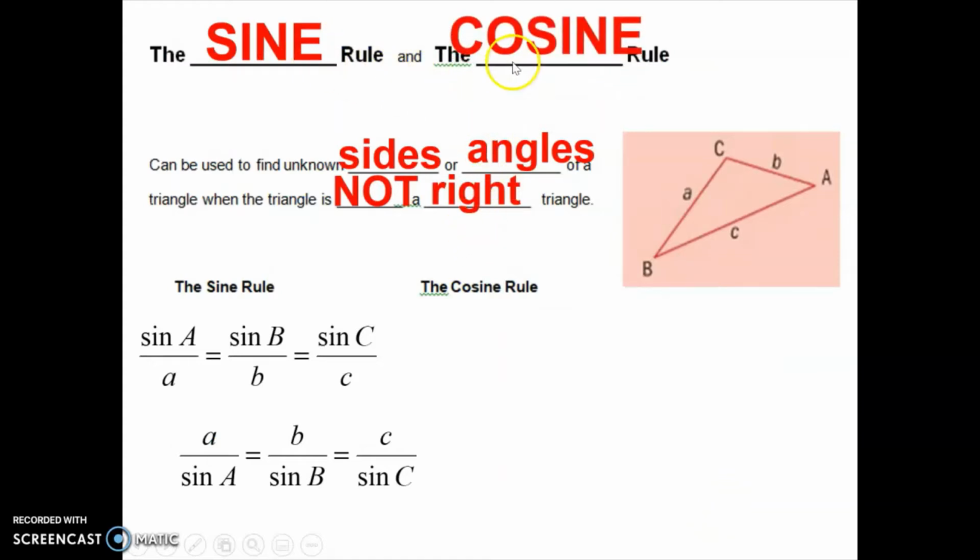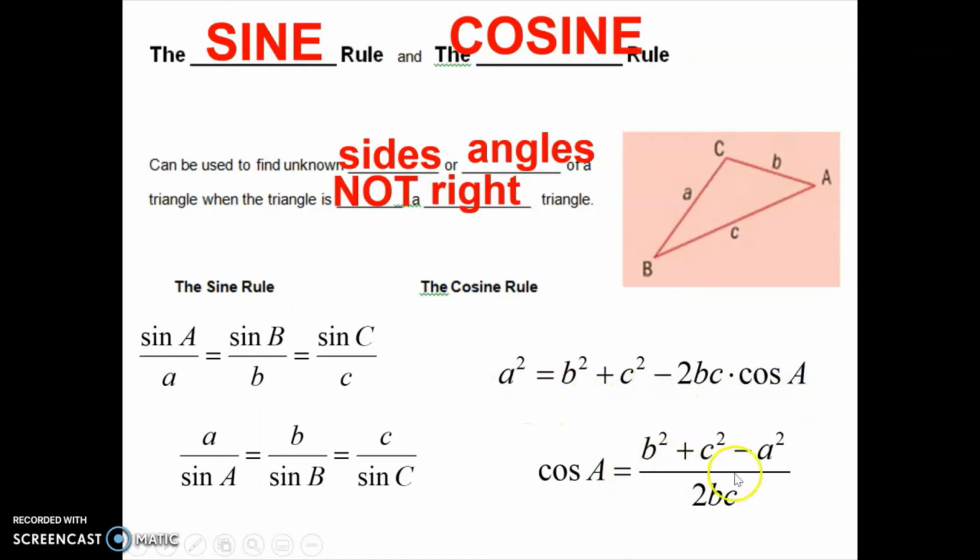Okay, so back to here. We have now the sine rule and the cosine rule, two different rules for finding unknown parts in non-right triangles. So here's the cosine rule we just discovered. And here's another version of it. If we take that rule and we solve for cosine A by moving all these parts to the other side, we get this. So this version and this version are both useful. Please make sure you write down all these rules, and we're going to use them soon.